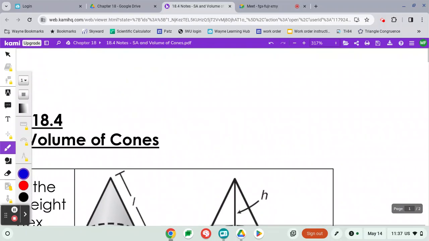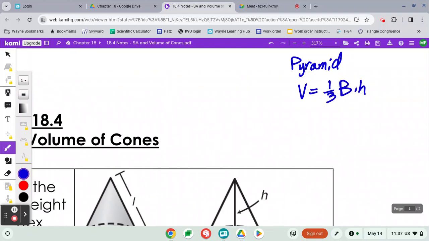Okay. We also talked about the volume. So for our pyramid, the volume was 1/3 B times H. And just like Lindsay said, B is still area of the base. What is H? Height. Okay. Now, that was yesterday. Today, we are talking about a cone.